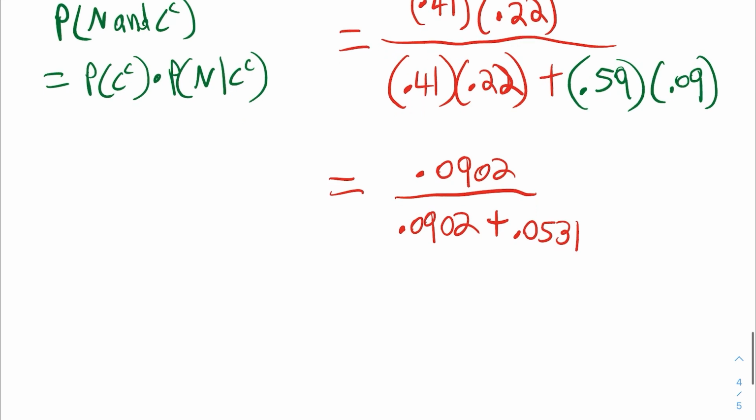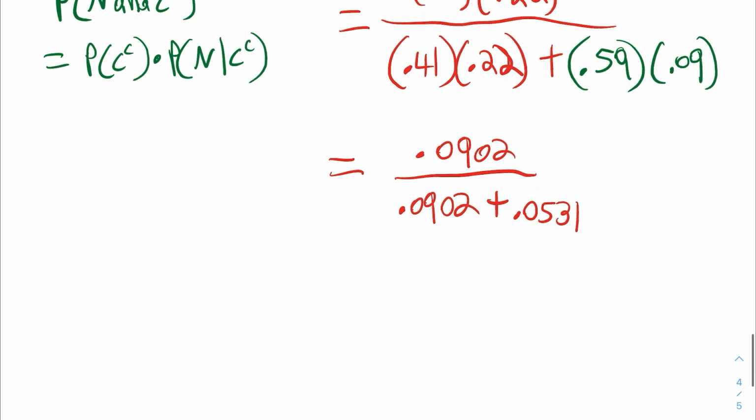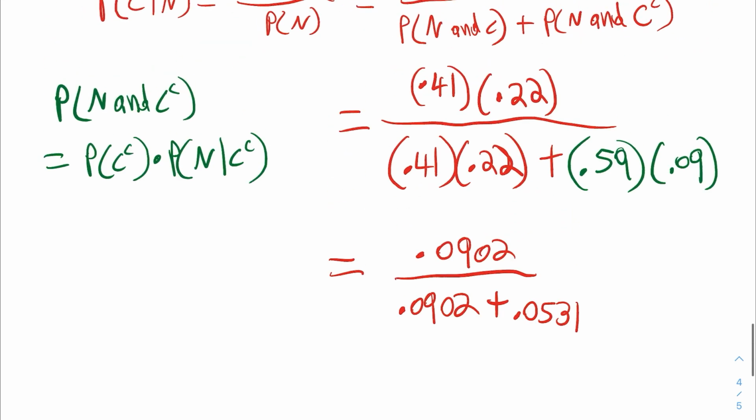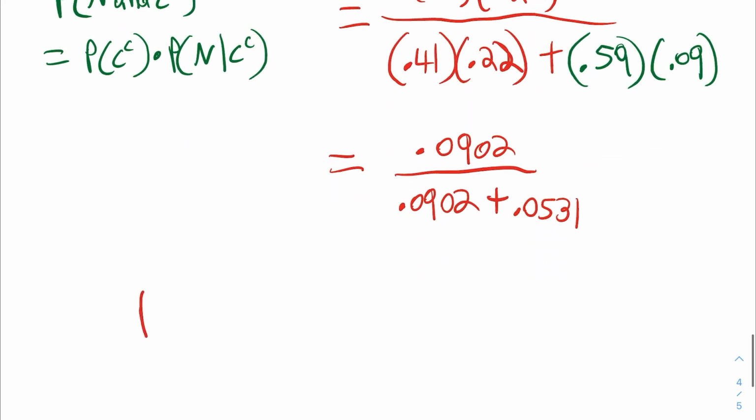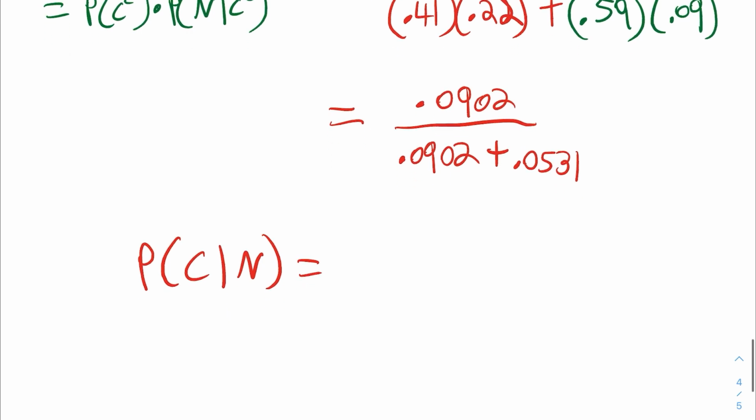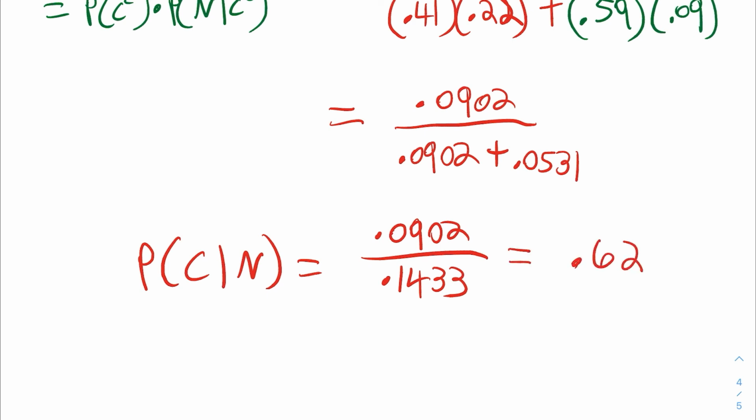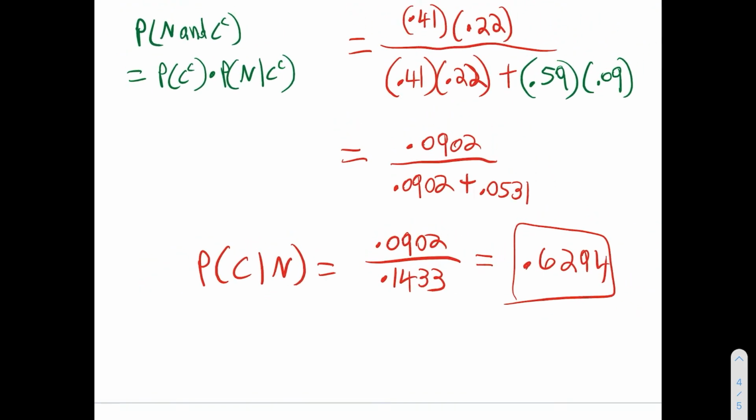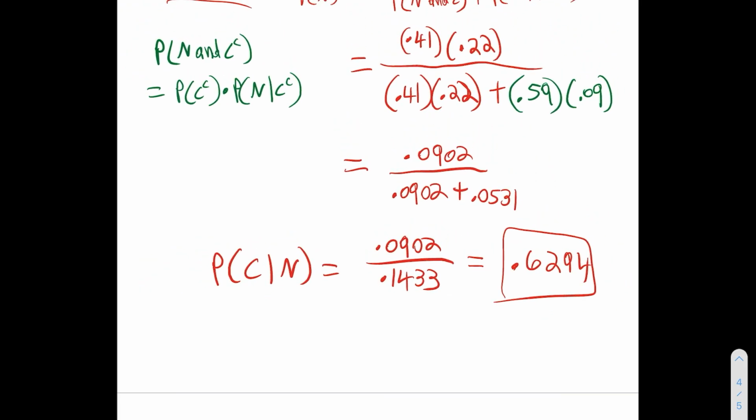All right, bringing this home then, that means that the probability I'm looking for, which was the probability of C given N, is equal to 0.0902 divided by 0.1433, which is equal to 0.6294. All right, so that's how we use the formula. You could have also used a tree diagram or a table.